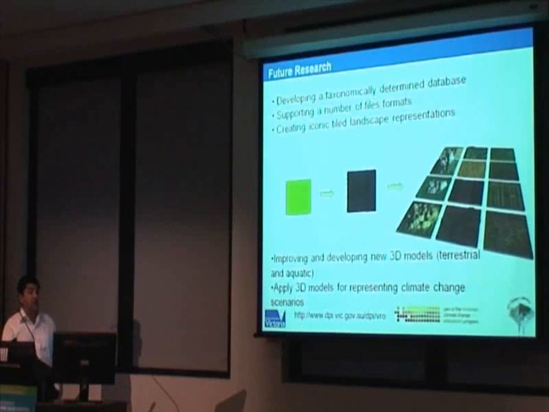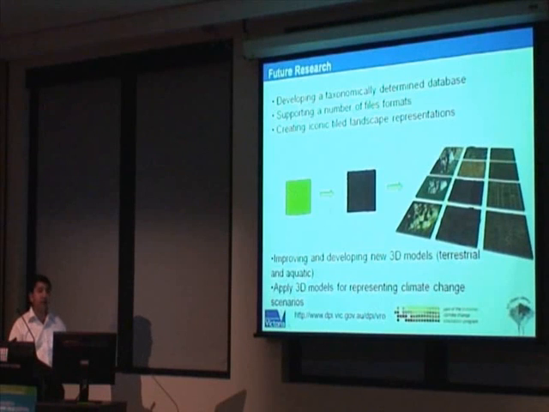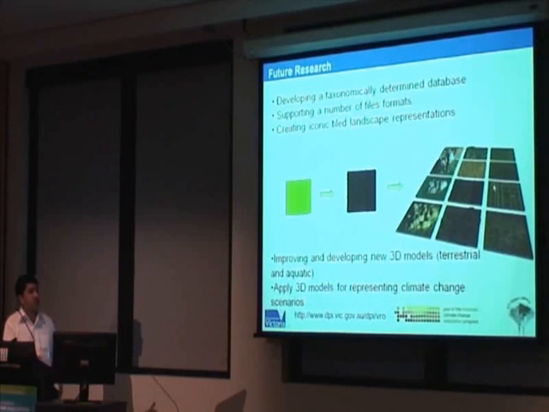We are working with the University of Melbourne and the CRC for Spatial Science, Professor Ian Bishop. We are trying to develop a taxonomically determined searchable database, and trying to support a number of file formats like OBJ and SketchUp or KMZ, so one can easily use our models in any of the digital globes or commercial environments. And also try to create an iconic tile landscape. So, for example, if you have a green color in your map, it will automatically determine a winery 3D model, and then it can create this type of tile representation.